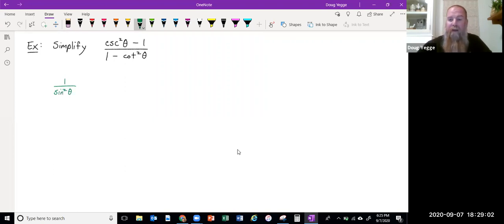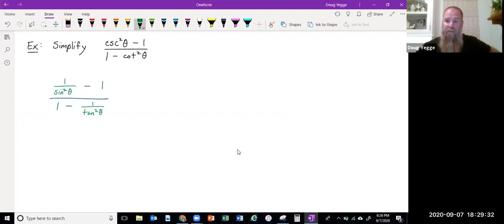Now, even though that turned it into a fraction, which some may think is a little more challenging, working with sines and cosines is often easier than dealing with all of the other four trigonometric functions. So now you look over here and you say, well, I could change cotangent squared theta into 1 over tangent squared theta by, again, using a reciprocal identity.